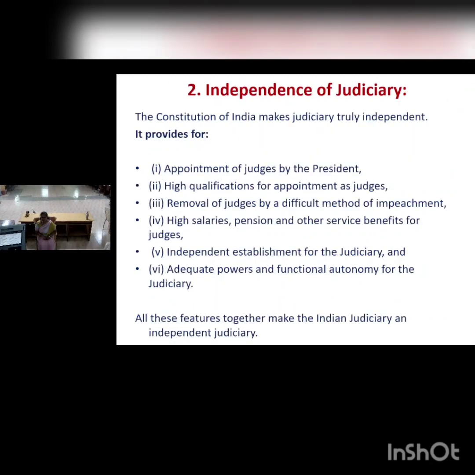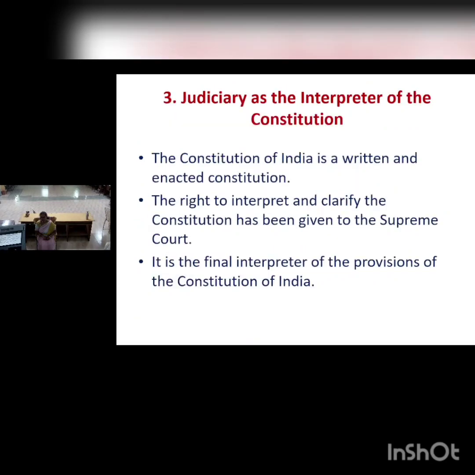And the second important feature of the Indian judicial system is independence of judiciary. The Constitution of India makes the judiciary truly independent. It provides for appointment of judges by the President, high qualifications for appointment as judges, removal of judges by the difficult method of impeachment, high salaries, pensions, and other service benefits for the judges, independent establishment for the judiciary, and adequate powers and functions, autonomy for the judiciary. All these features together make the Indian judiciary an independent judicial system.